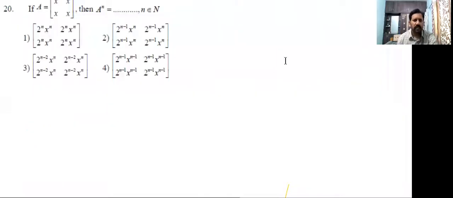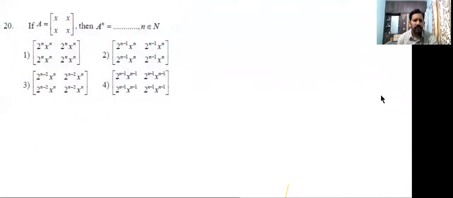Okay, the 20th one. How to do that 20th question? If A is equal to [x, x; x, x], then A power n is equal to dash, where n belongs to the natural numbers N. Go to the verification method. In place of n, take 1. What do we get? A power 1, that is the A matrix. A matrix means what? [x, x; x, x].